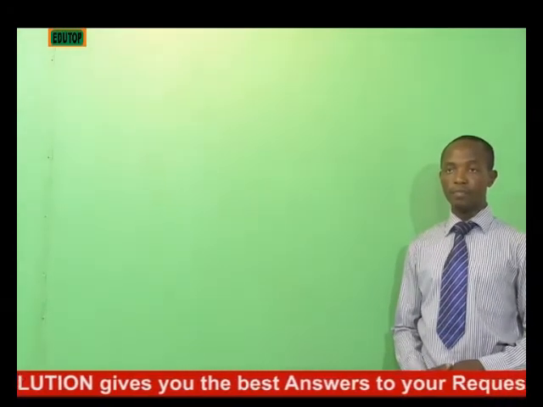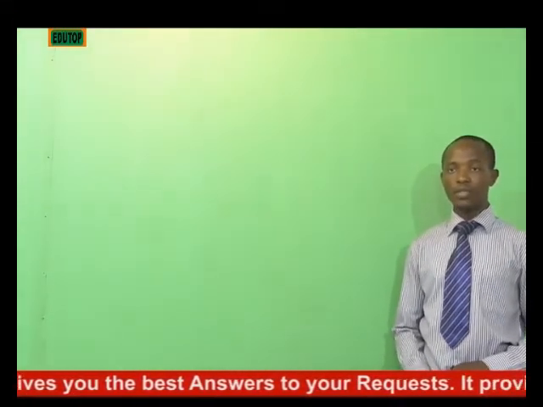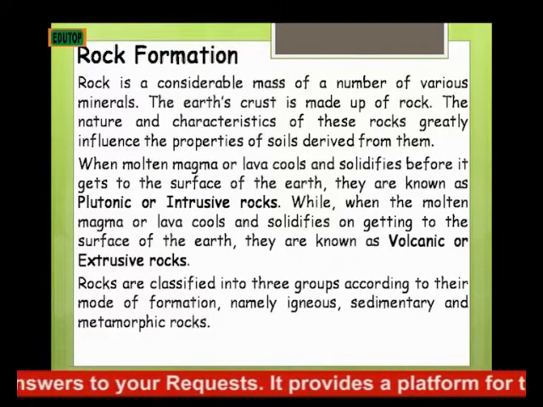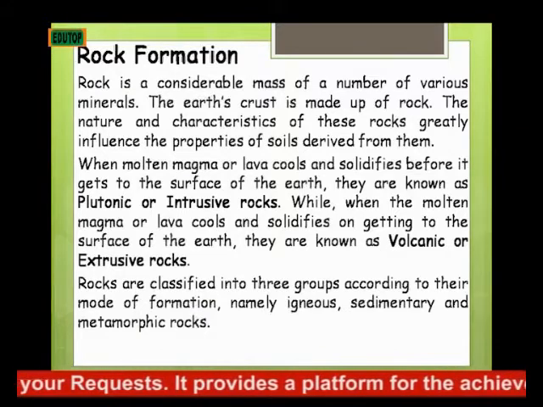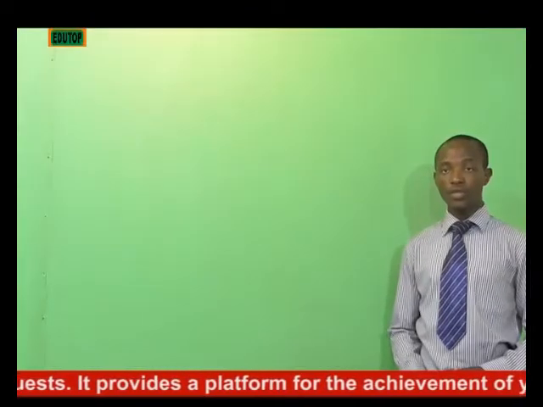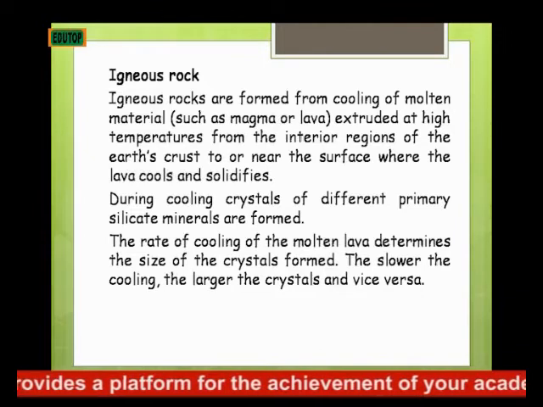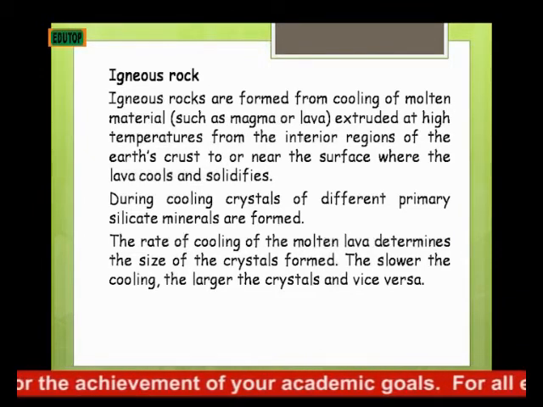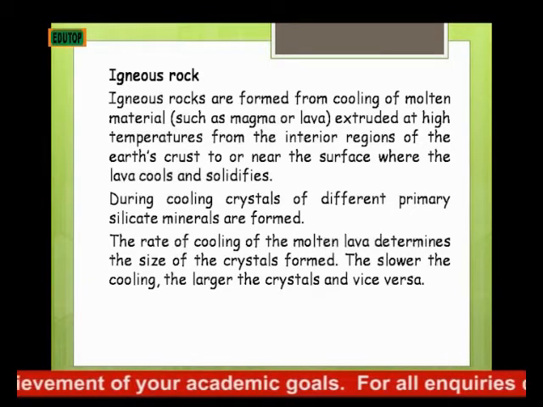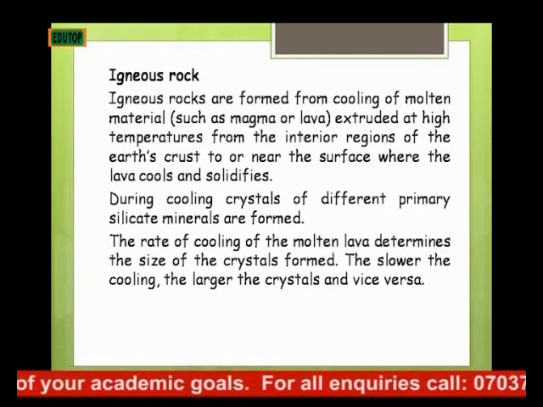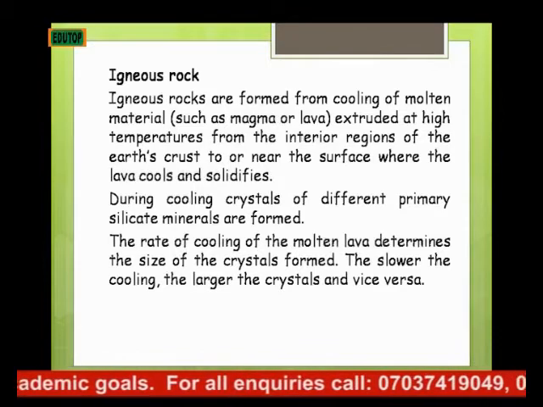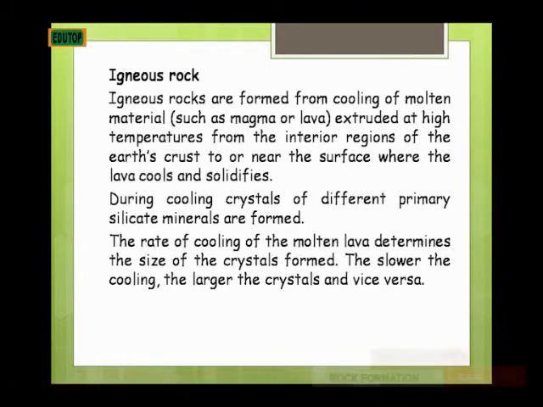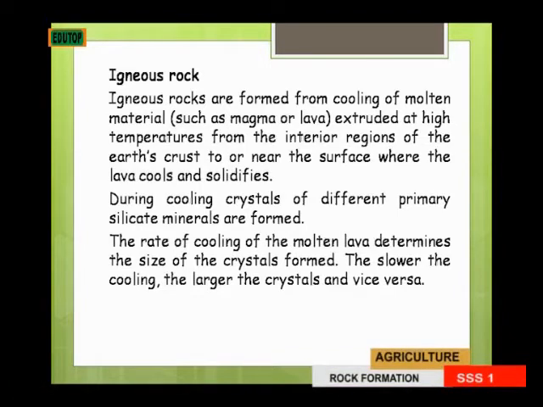and it can be clearly seen. Rocks are classified into three groups according to the modes of their formation, namely igneous, sedimentary, and metamorphic rock. Igneous rock. Now we're looking at igneous rock. Igneous rocks are formed from cooling of molten materials such as magma or lava, extruded at high temperature from the interior regions of the earth crust to the near surface where the lava cools and solidifies.